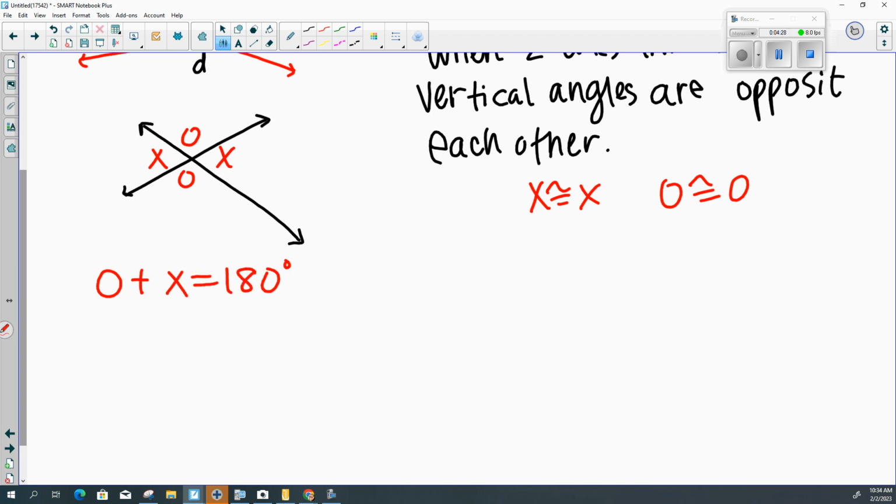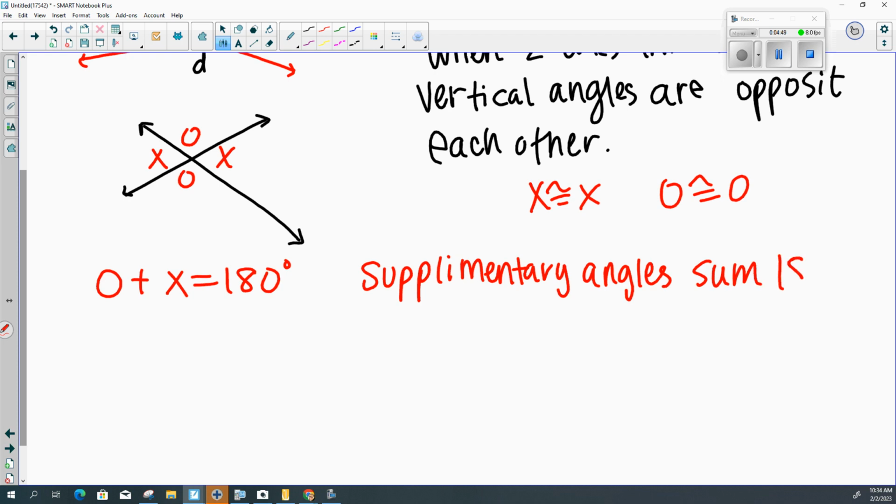Does anybody remember the geometry vocabulary word that goes along with that concept? They are supplementary angles. Supplementary angles have a sum of 180 degrees. Some people call them a linear pair.